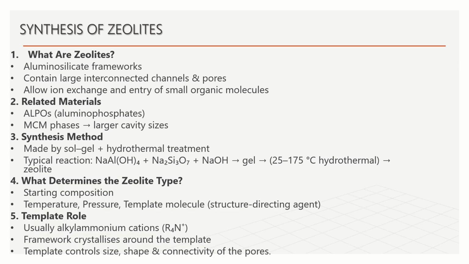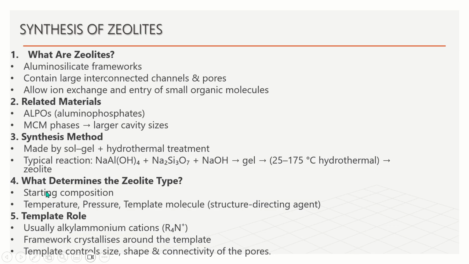Zeolites are made using sol gel methods followed by hydrothermal treatment, meaning heating in high pressure water. A typical reaction involves mixing alkaline solution of aluminium and silicon, whose reaction is shown in this slide, in which the reactants mix to give a gel. At room temperature, which is 25 degrees Celsius, the mixture forms a gel because tiny aluminosilicate species join together. Then this gel is placed in an autoclave and heated at 100 to 200 degrees Celsius under pressure. Under hydrothermal conditions, the atoms slowly reorganize to form the crystalline zeolite network.